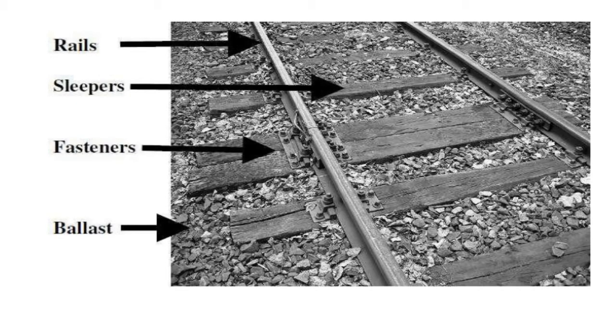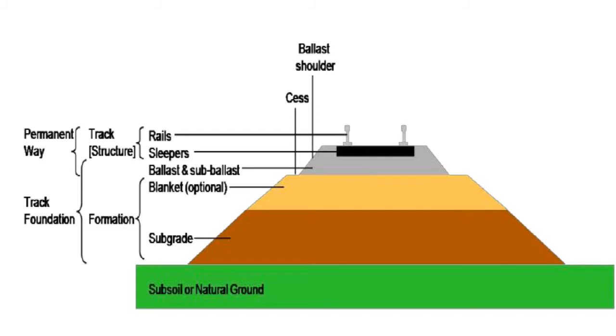In this photograph you can see the rails, sleepers, the fasteners being attached, then the ballast. Okay, so everything might be clear to you now. Again, another photograph is there to show the permanent way: the track foundation, rails, sleepers, ballast, then the native soil which is being provided, or it can be an embankment, and below this you can see the natural ground or subsoil.